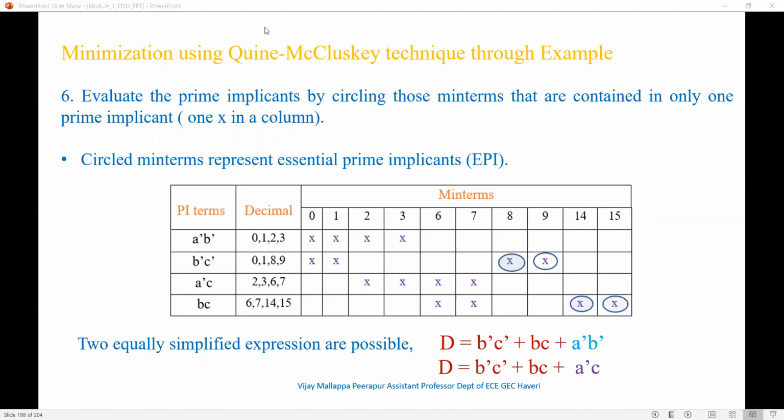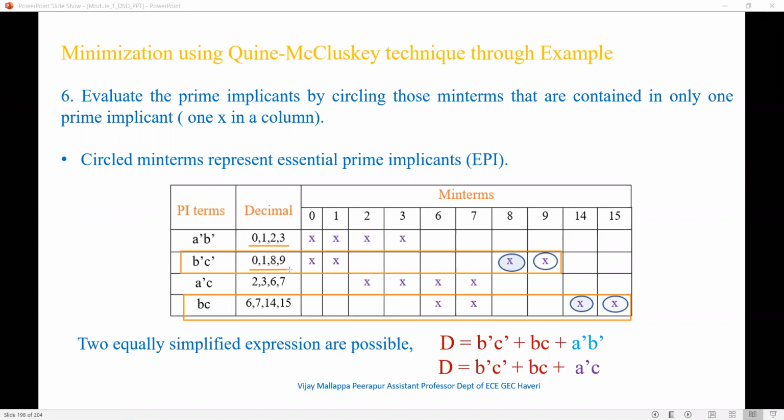So what you understand by this is that these two groups of 4 mean terms are nothing but essential prime implicants. This is one of the essential prime implicants. The second one is this one. This is also an essential prime implicant. And you can see from this one we have 0, 1, 2, 3, and we have 0, 1, 8, 9, right?